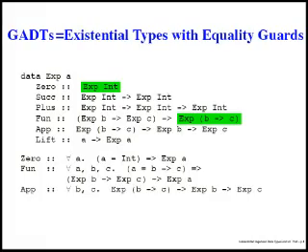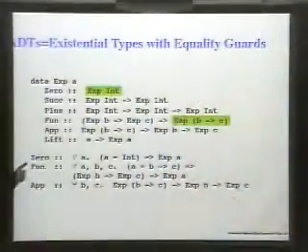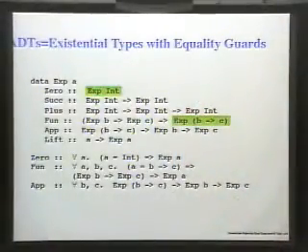Okay, roughly how we could describe these GADTs is some sort of boxed existential type with equality guards. So I just was highlighting here again the two constructors which do not share the same type. So zero has a type expression of integer, and the function constructor has a type expression of B goes to C. Okay. Now, if you would actually write down explicitly the types of these constructors, you see what I mean by existential types with equality guards.